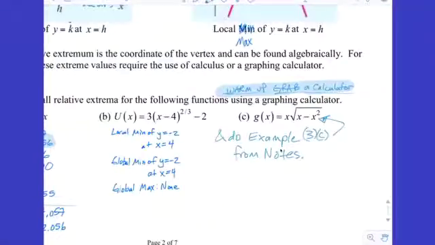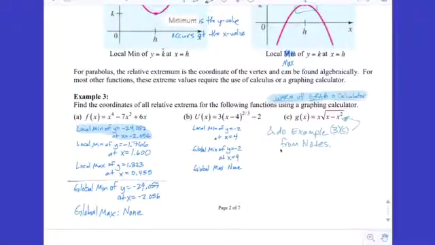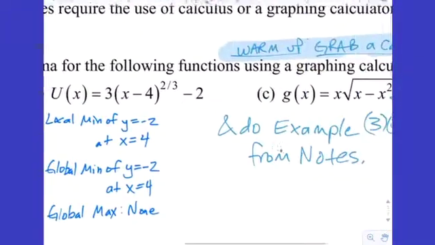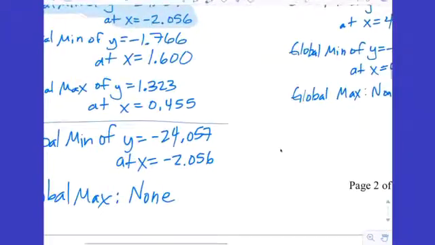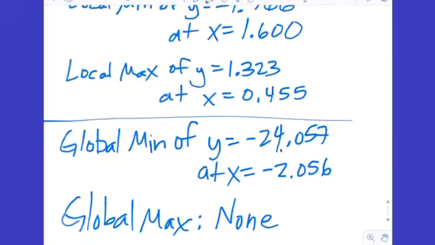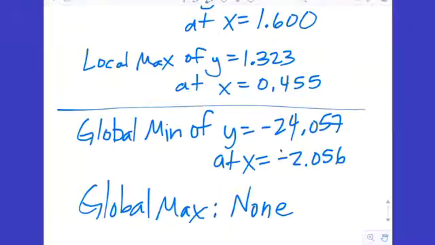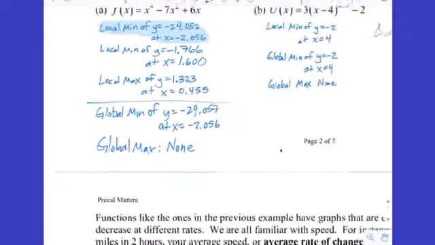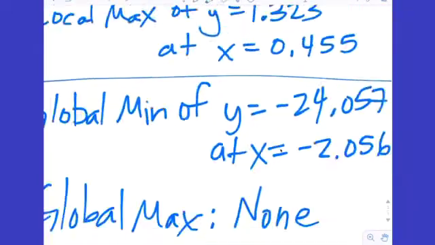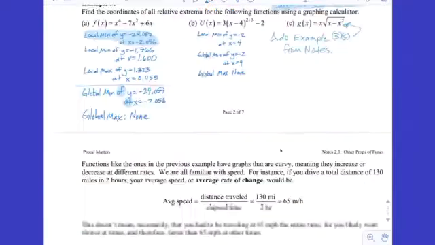All right, so looking at example 3c, it says find the coordinates of all relative extrema for the following function. That means that I want you to find both the y value, which is the actual max or min, and then the x value where it occurs. So if you ever see the word "of," that means you're talking about the y value. If you ever see the word "at," it's talking about the location.